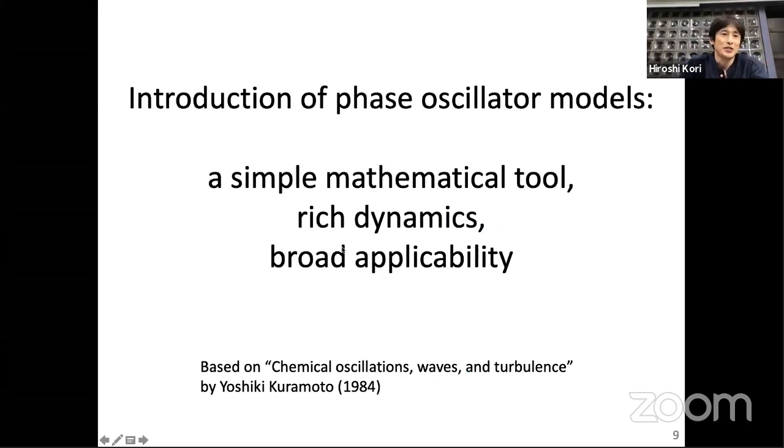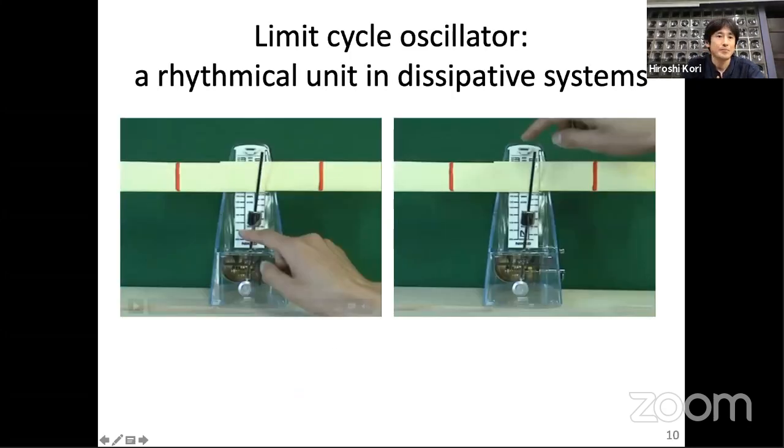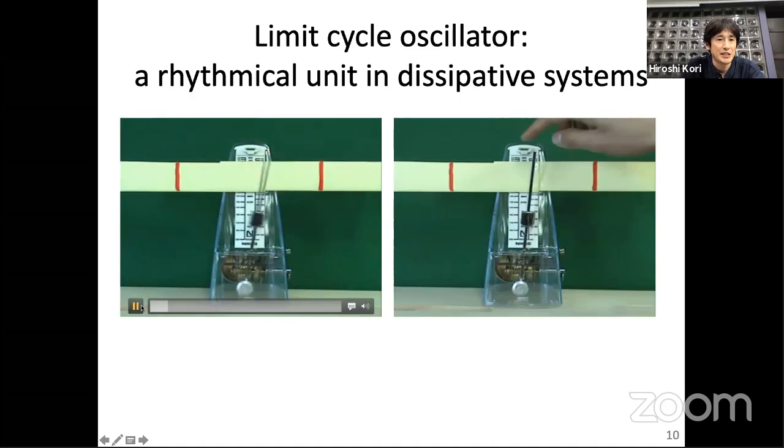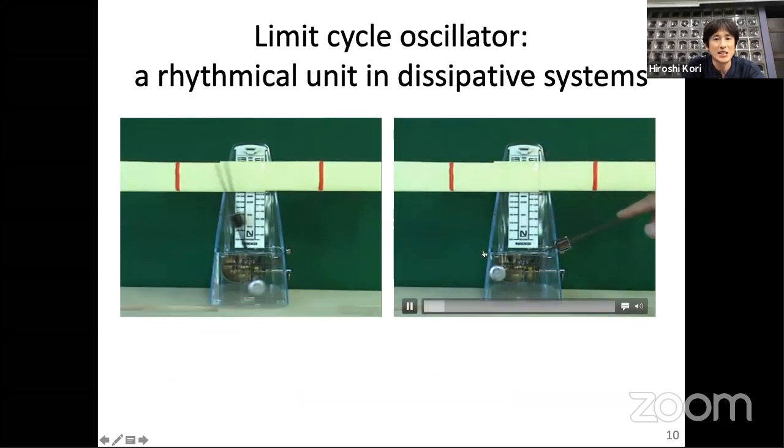At first, an introduction to phase oscillator models. The phase oscillator model is a very simple mathematical tool that shows rich dynamics and also has broad applicability. In dissipative systems, a rhythmic unit is usually described as a limit cycle, and a metronome provides a wonderful example. Here, I start this metronome from a low amplitude, and it eventually arrives at a certain periodic state. In this case, I started from a large amplitude, but it eventually arrives at the same periodic state.